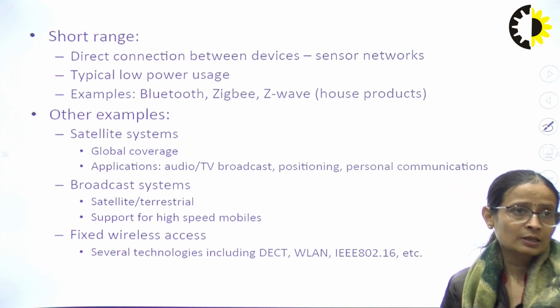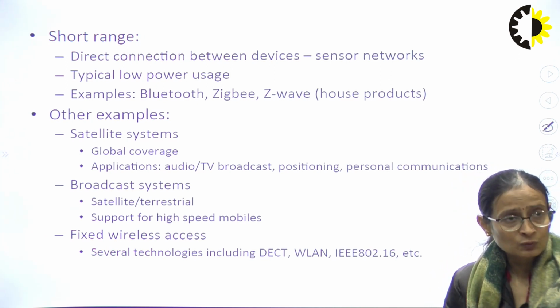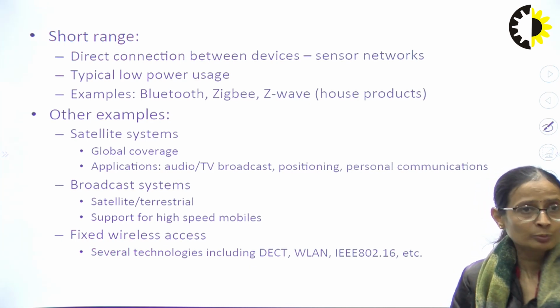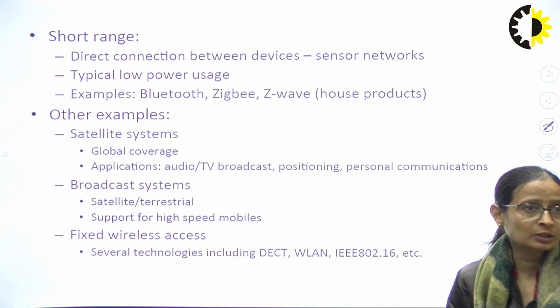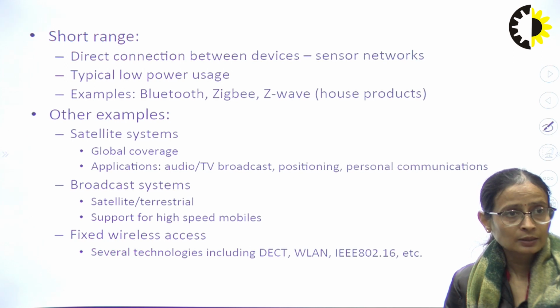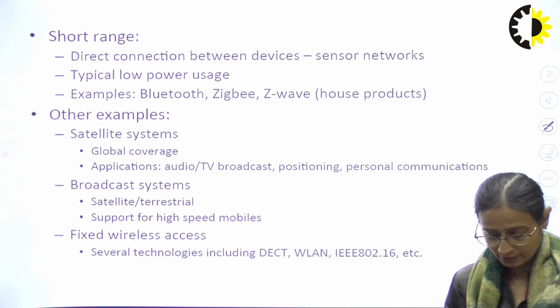Other examples are satellite systems, which we need for global coverage, and the applications are TV broadcast, positioning or personal communications. We also have broadcast systems where we use satellite and terrestrial support, and fixed wireless access, for example DECT, WLAN, etc.